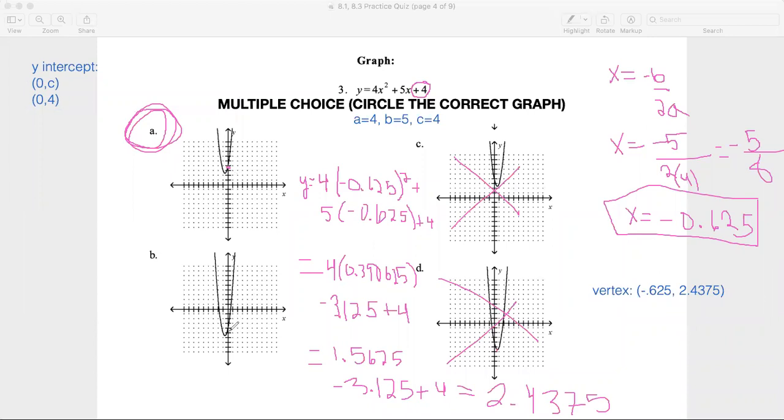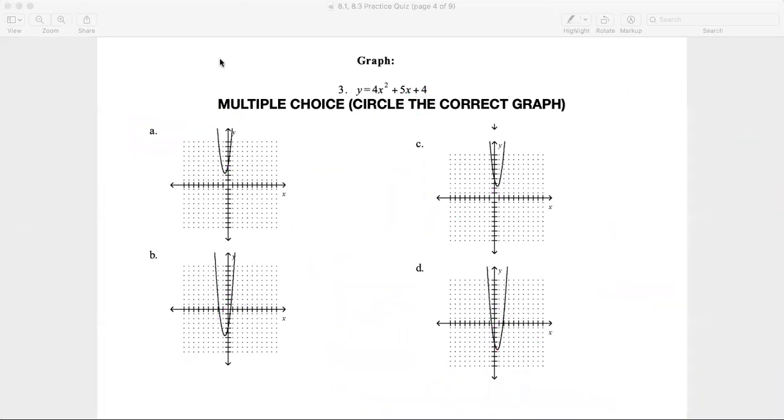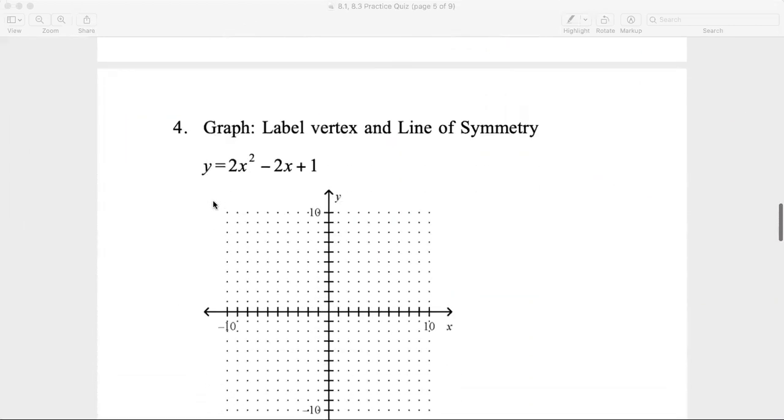B would not work. It's hitting at -4. So B would immediately not work. D would not work. C is hitting 4, but it doesn't satisfy the graph because of the x value of the vertex. So if you can use a y-intercept, use it. All right, let's keep moving.